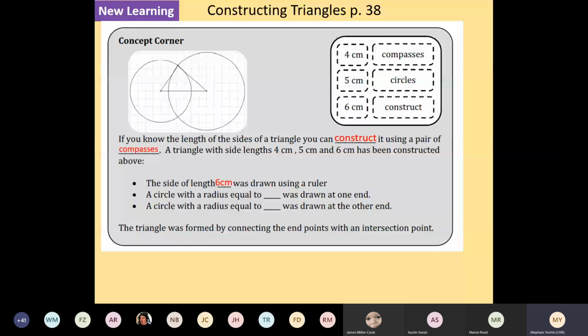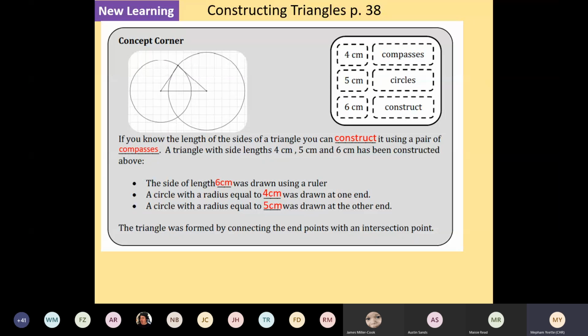So let's go on. A circle with a radius equal to 4 centimeters was drawn at one end, which we can see on the left-hand side, and a circle with a radius equal to 5 centimeters was drawn at the other end. The triangle was formed by connecting the endpoints with an intersection point.